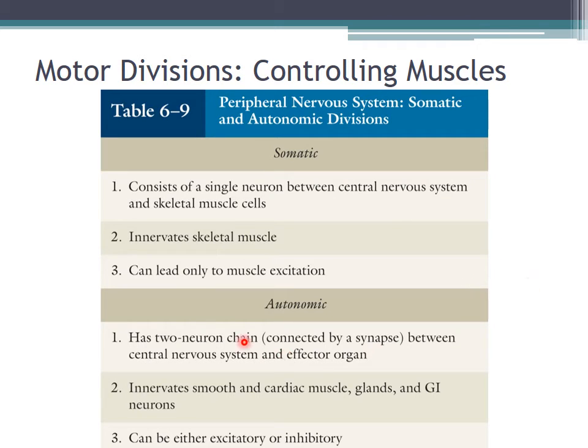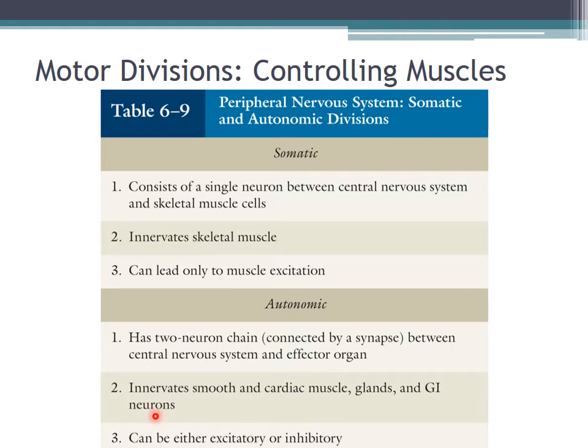The autonomic nervous system, in contrast, actually uses two neurons to go from the central nervous system to the effector organ. Now here we can't say skeletal muscle, right? Because the autonomic nervous system controls smooth muscle, cardiac muscle, and glands, and those can be in a number of different organs. So we have to be a little general and say effector organ here. But the big difference is you have two neurons from the CNS to the effector in the autonomic nervous system, whereas in the somatic nervous system there's only one neuron from the CNS to the effector organ.